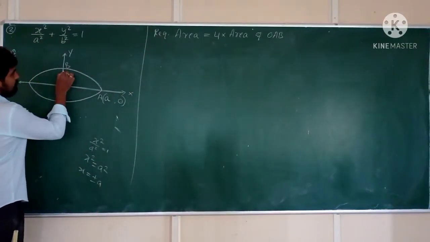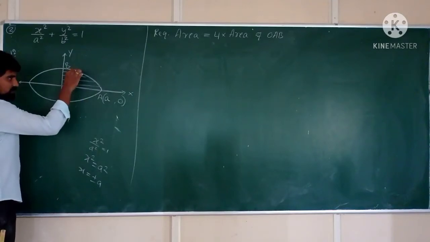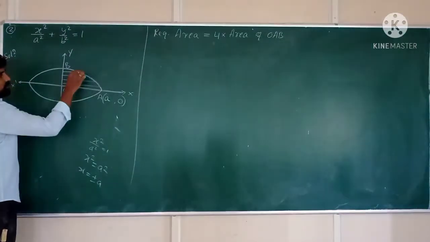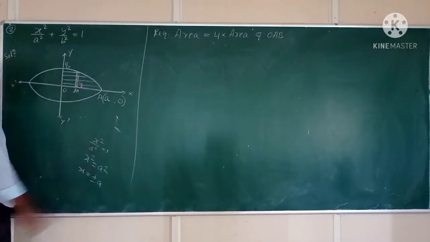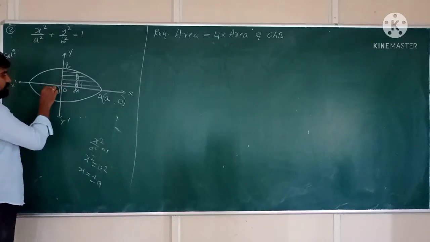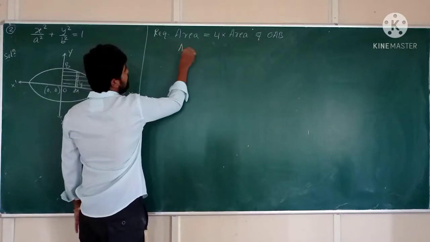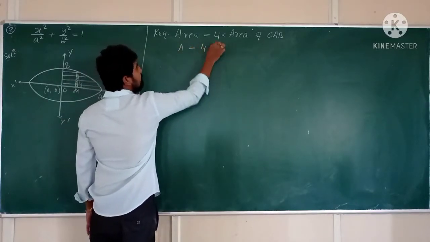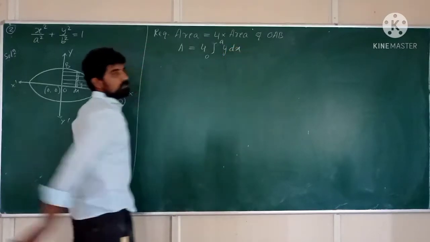Let's find the area OAB. Again here also, let us consider the vertical strip of width dx and length y. For the area OAB, x is varying from 0 to a. Therefore, the required area A is equal to 4 times the integration from 0 to a of y dx.